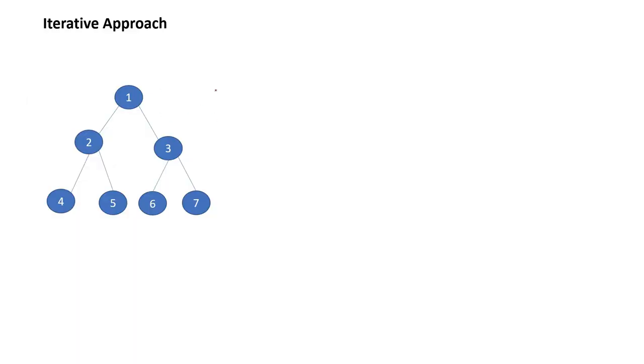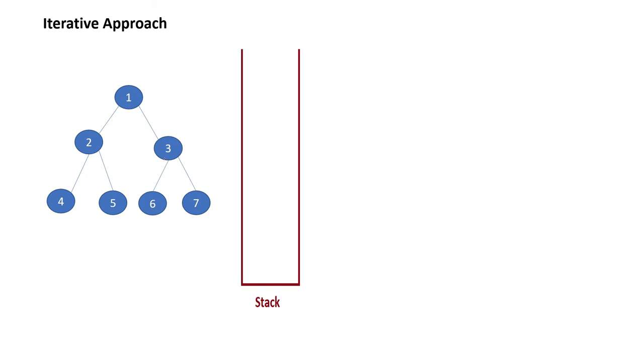Now we will talk about the iterative approach. So here is the tree. We have to do a pre-order traversal. So in case of pre-order traversal, what we have to do is first print the root node, then go to the left and then the left side of this one. Again we have to come back and go to the right side. So if we have to print something, go inside and then come back. What kind of data structure do you think is the best choice here? So obviously we need a stack.